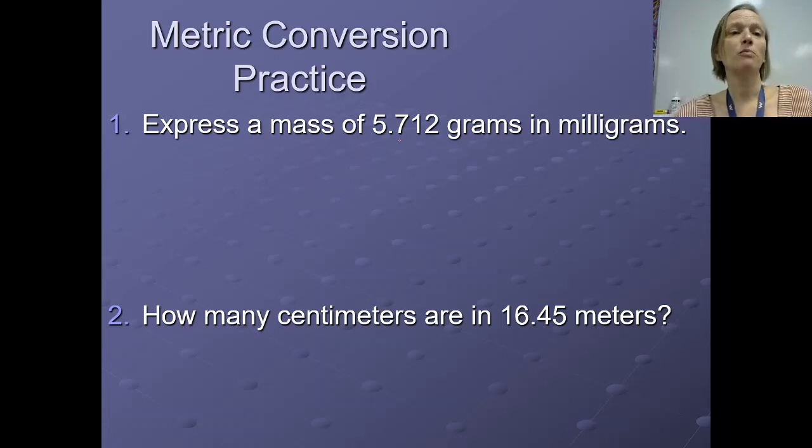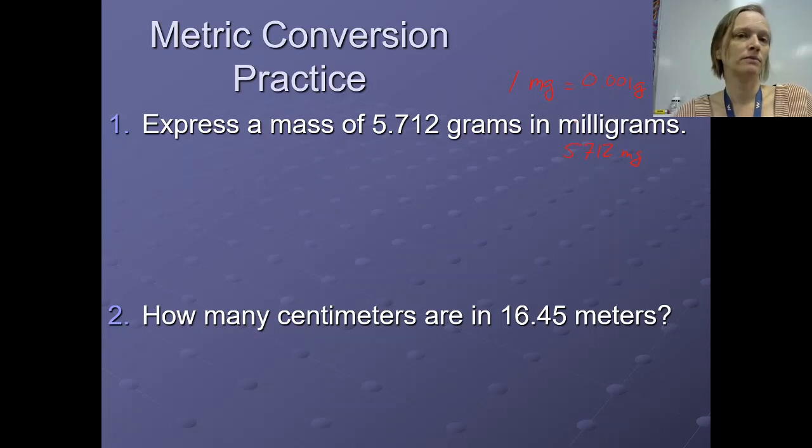So 5.712 grams to milligrams, hopefully you know that a milligram is 0.001 grams. 1 milligram is 0.001 grams. And so you know that if I want to express this in milligrams, I have to move the decimal point 3 times, and I have 5,712 milligrams.